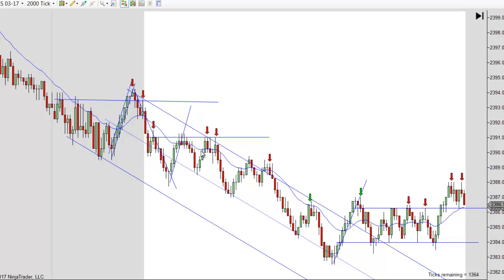And then it pulls back. And where does it turn down? You actually get a double test here of this high. Notice you tested it once, twice. And so that's a fairly bearish bar. So I like entering there.